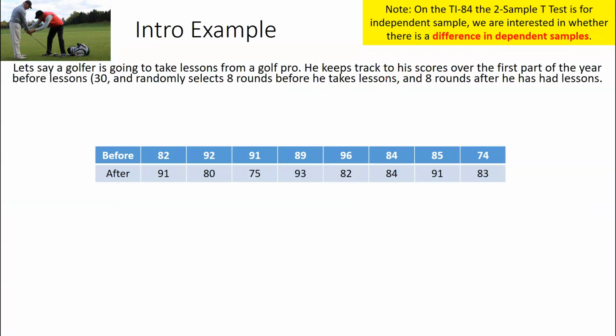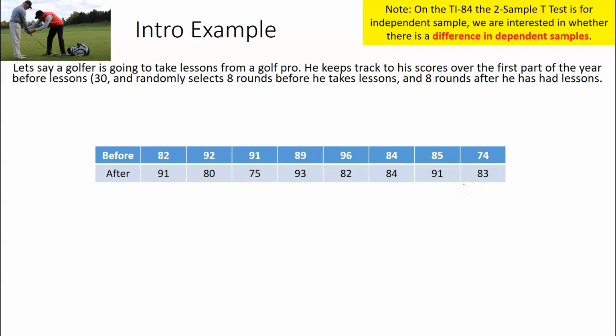We've got a guy. He is going to go take golf lessons. And so he's played a bunch of rounds ahead of time, and he kept track of his scores for each of those rounds. That's these right here. So 82, 92, and so on. This was some rounds that he played before he got golf lessons. Well, he wants to find out statistically, did it actually improve his game to take golf lessons? Okay, so then this is some scores from after.